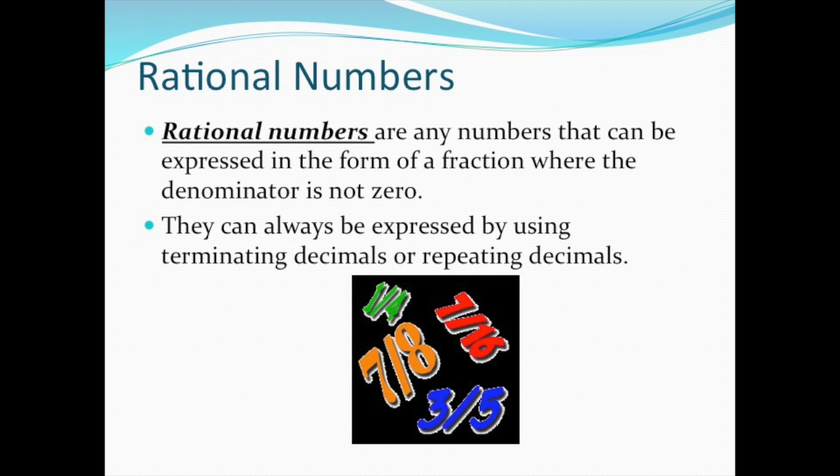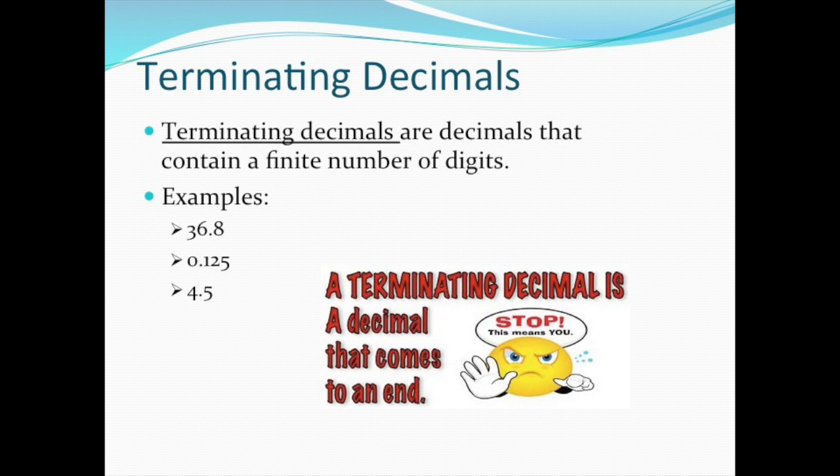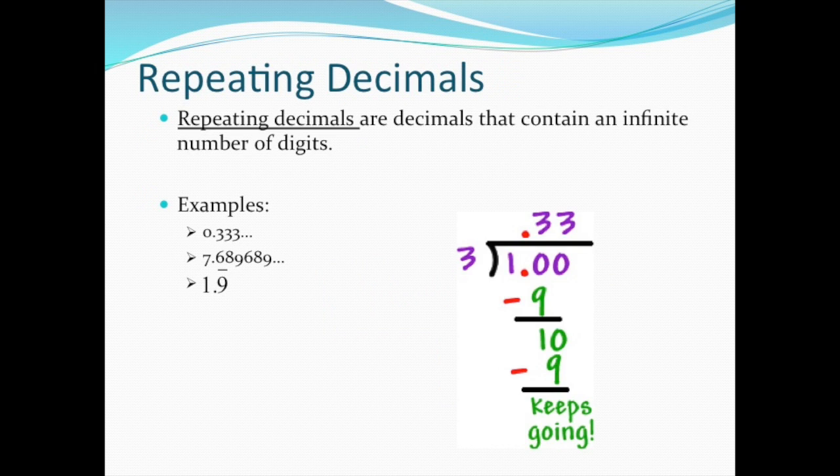Rational numbers are any numbers that can be expressed in the form of a fraction where the denominator is not 0. They can always be expressed by using terminating and repeating decimals. Terminating decimals are decimals that contain a finite number of digits. Example: 36.8, 0.125, 4.5. A terminating decimal is a decimal that comes to an end. It stops. Repeating decimals are decimals that contain an infinite number of digits, meaning they go on forever. 0.333 with the dots means keep going.